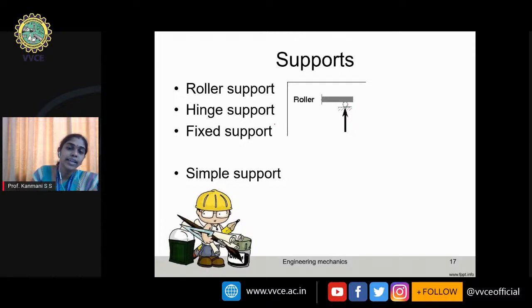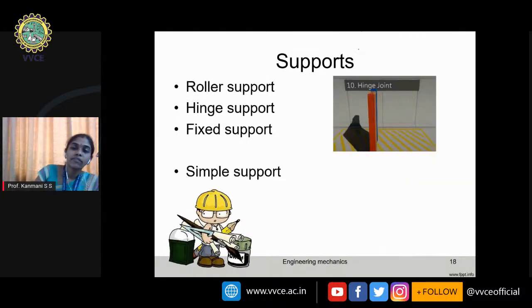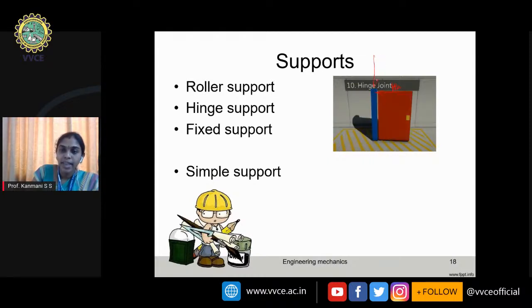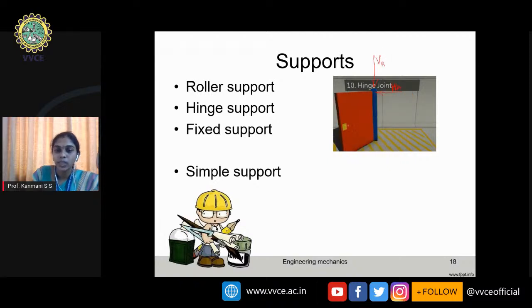Next, something like I have taken an example of a door here. A hinge support is something where this support cannot be moved in the x direction. That means there is a resistance offered by the body in the x direction. So I will call this, say, HA, in the x direction. And the same door cannot be moved in the vertical direction like this, because there is a reaction from the vertical line. Say I'll call this VA if this point is A. So I have two reactions.